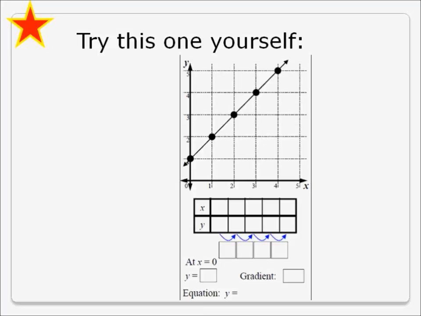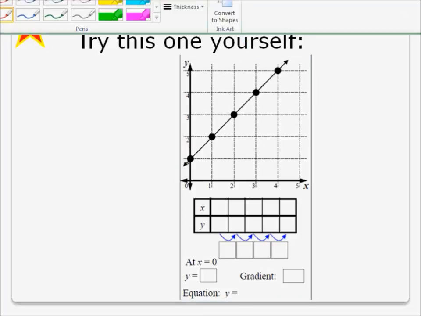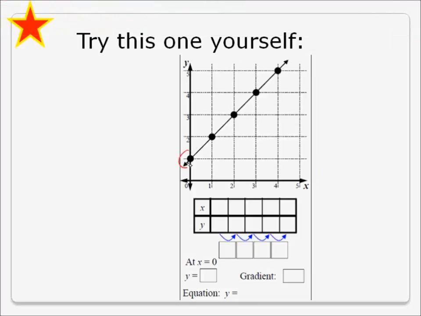Alright, welcome back. Well, let's look at how you went. So if I was going to transfer those points across, the first one I would probably start with would be this one here. That is 0, 1. Going along, the next ones are 1, 2, 2, 3, 3, 4, 4, 5. So first thing I want to do, transfer the information in the table. That is done.